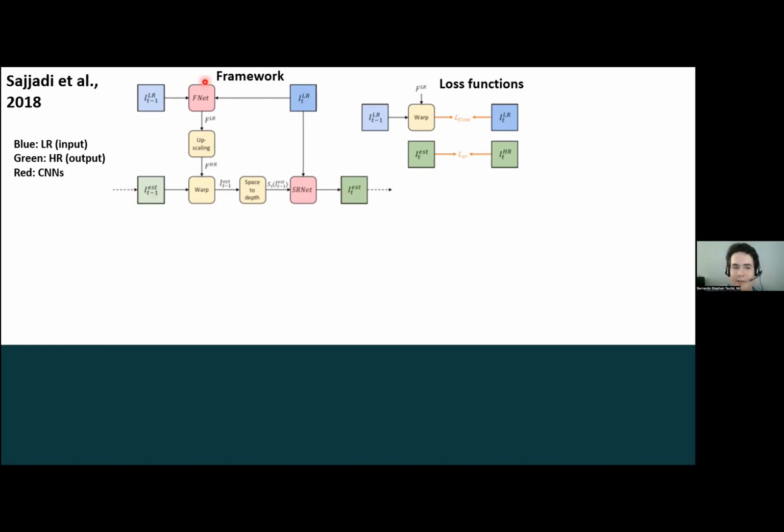Because they have two neural networks, they will have two loss functions. One is on the flow itself. They are trying to make sure that when we apply the flow to the previous frame, we get the current frame at low resolution. And then the more important loss is between the estimate from the model and the truth at high resolution.